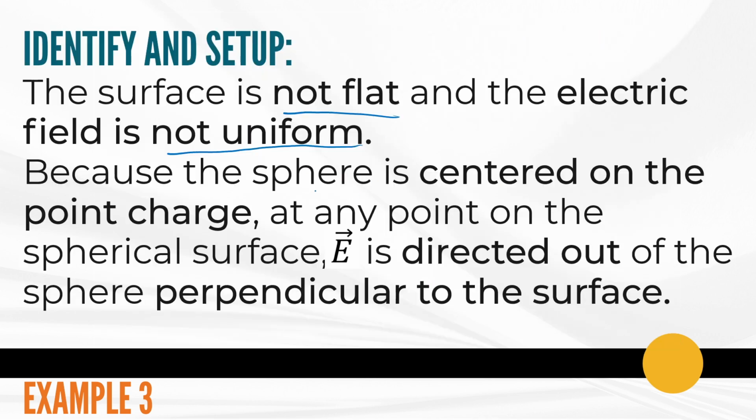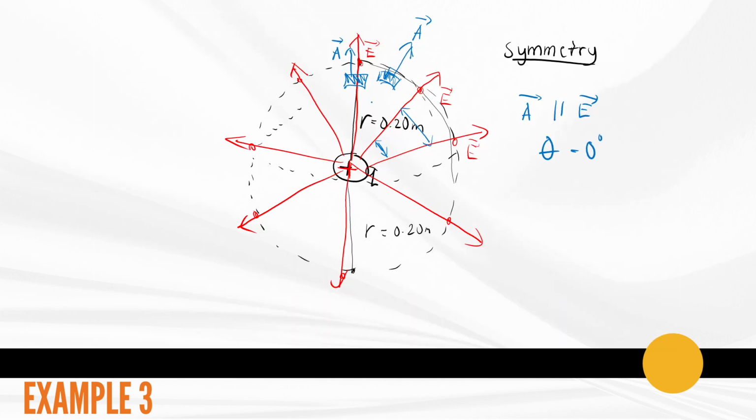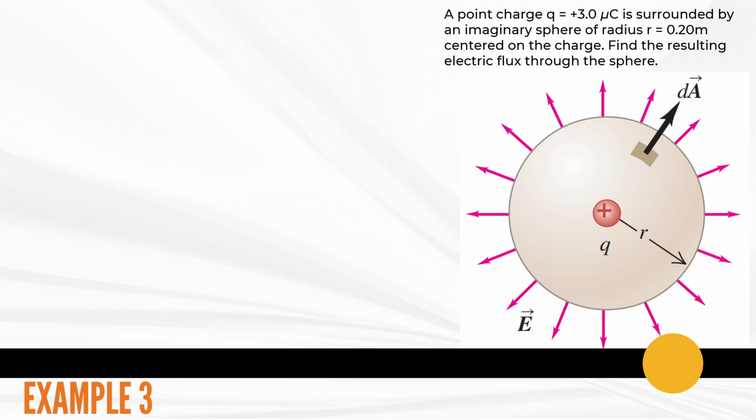And because the sphere is centered on the point charge at any point on the spherical surface, E is directed out of the sphere perpendicular to the surface. So, kagaya ng area natin, yung electric field natin is also perpendicular to the surface. Diba? Okay. Ano pa? So, let's somehow get this area. Diba remember, if I want to calculate for the electric flux, lagyan ko to ng color block. So, if I want to calculate for the electric flux, diba, it must be E dot A.